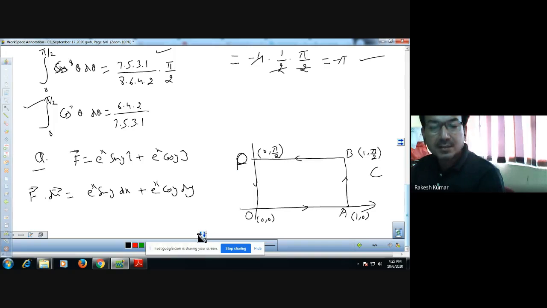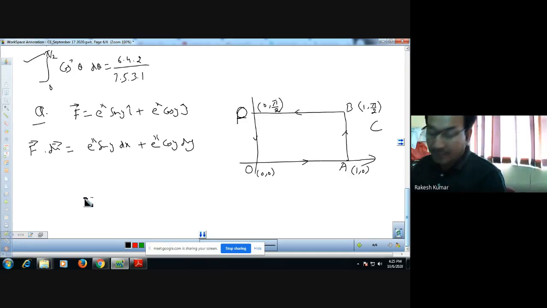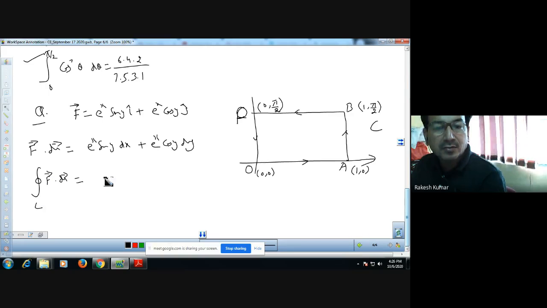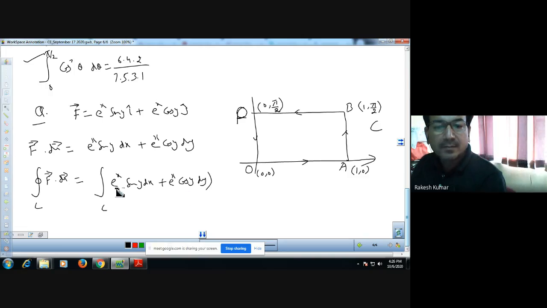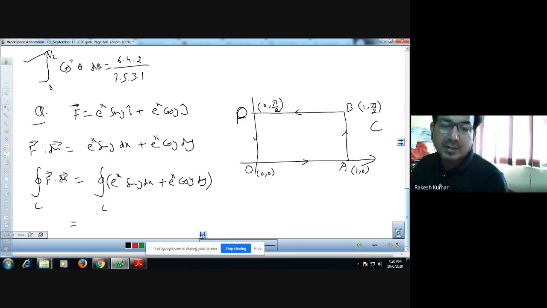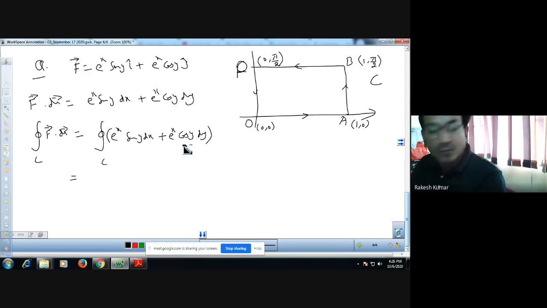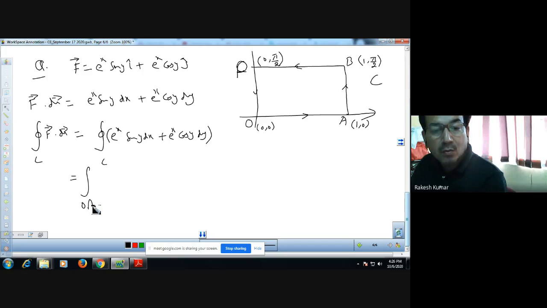So this is the value of F dot dr. Now, what is the meaning of circulation? Circulation means along the curve C, F dot dr will be the value. So this is e to the power x sine y dx plus e to the power x cos y dy. This is what we want to write. Now, what is the curve C? The curve C is the formation of a rectangle with 4 sides. The sides are OA, which is the first side, plus AB.